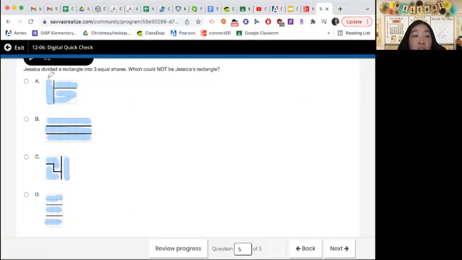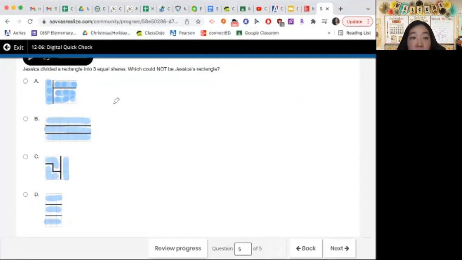A. A, let's check. 1, 2, 3. 1, 2, 3. 1, 2, 3, 4, 5, 6. Uh-oh. One person gets 6 pieces and the other 2 people only get 3 pieces. That is not equal. So it must be A. B is equal.